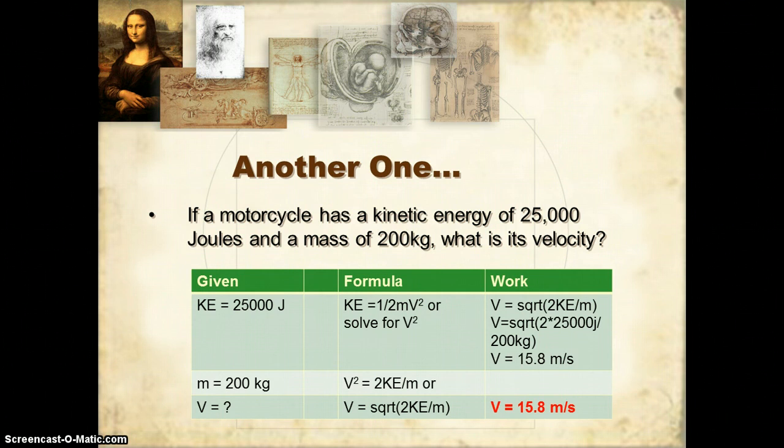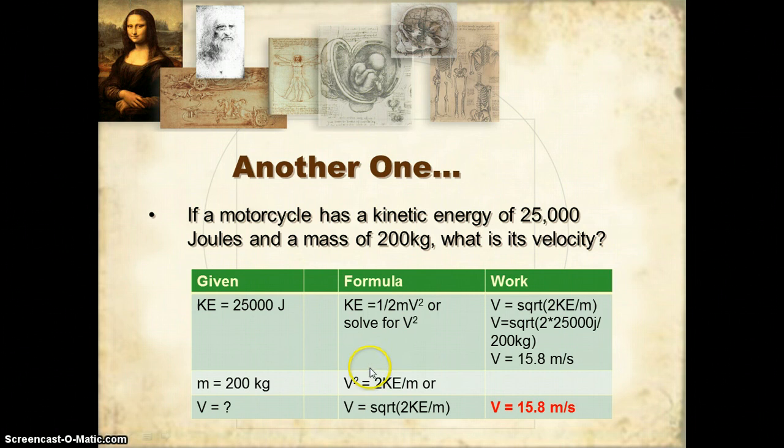Here's another kinetic energy problem. Let's say we have a motorcycle that has a kinetic energy of 25,000 joules and a mass of 200 kilograms. What's its velocity? Well, this one's a little bit different. We're asking you to find the velocity, so you're going to have to change some things around. Once again, we list our given, we list the formula, KE equals 1/2 mv squared, but now we're going to solve this formula for v squared.